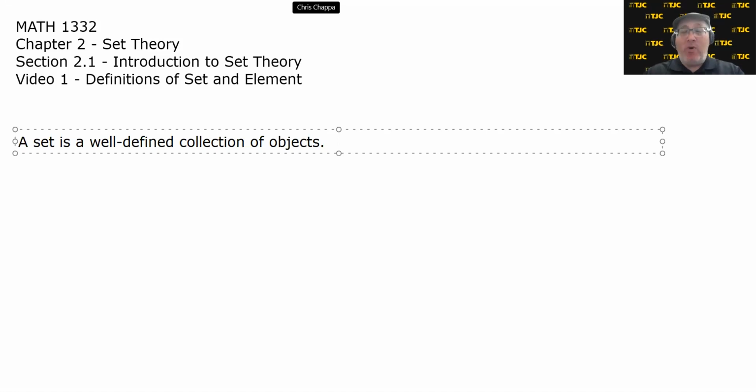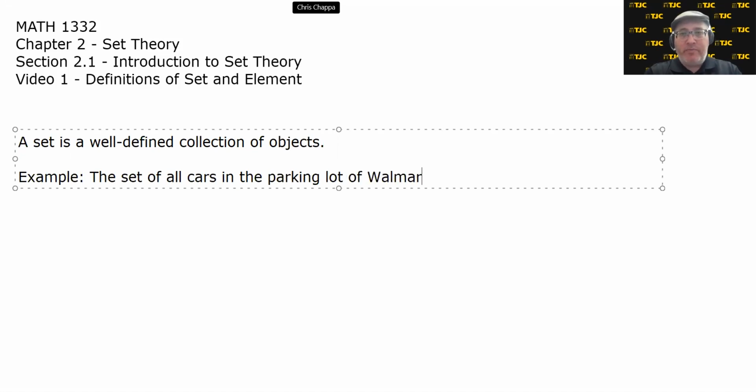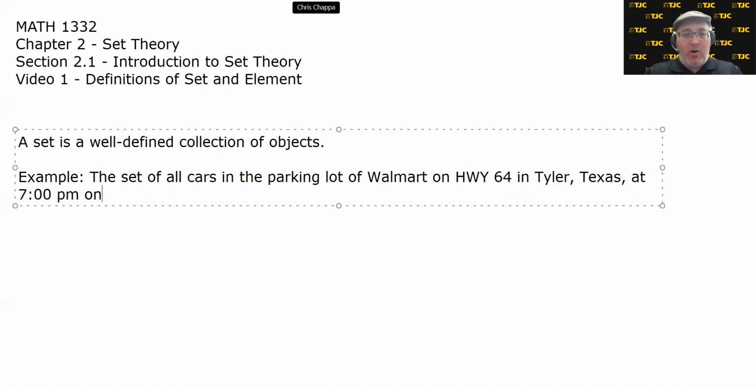Of course, what do I mean by well-defined? Well, let's take a look at examples of some things that are sets and some things that are not sets. So for example, we could say the set of all cars in the parking lot of Walmart. We could be more specific on, we'll say, Highway 64 in Tyler, Texas. And we could even be more specific. We could say at 7 p.m. on 5/17/21. So this is a well-defined set.